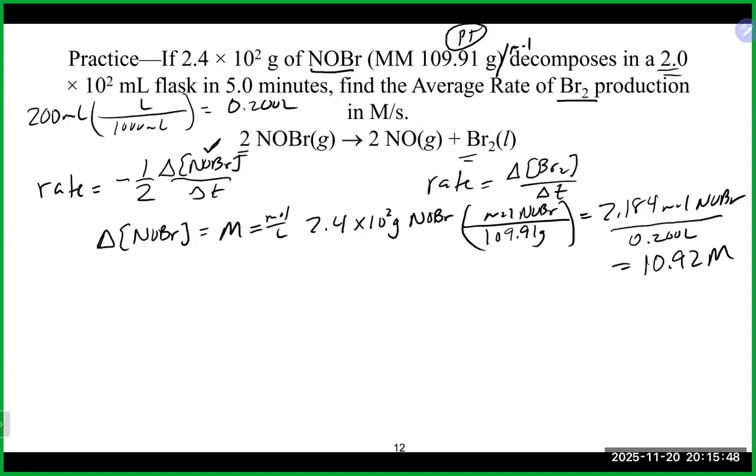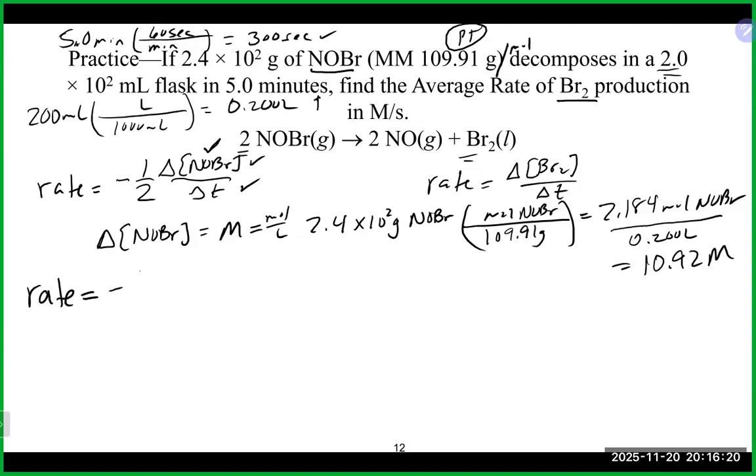I am interested in the rate of Br2 in molarity per second. So to get my minutes into seconds, I'm going to convert that so everything's in the right units. At some point you would need to convert the minutes into seconds, so you might as well do it up front. In a minute there are 60 seconds, and that's going to give us 300 seconds. So now we have the time component and we have the concentration. We can stick that in.